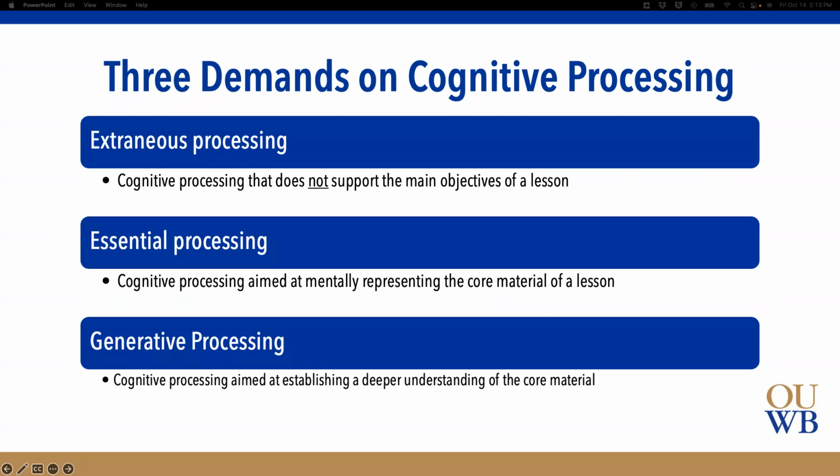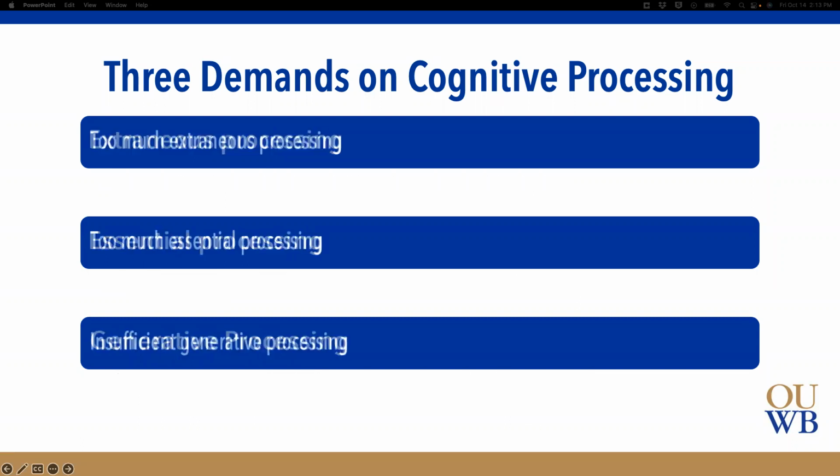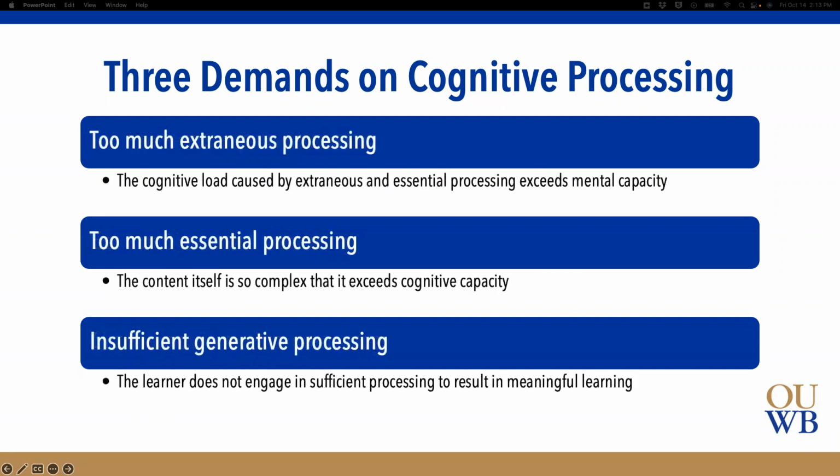So there are 3 demands of cognitive processing. I've already alluded to some of these on screen, but we have extraneous processing, essential processing, and generative processing. These start to affect learning if there's too much extraneous processing happening, essentially meaning that the cognitive load learners are experiencing is overloaded because there's just too much content on screen, some of which is essential, supporting the main idea of what we're trying to get across in any particular session, but some of which is non-essential information.